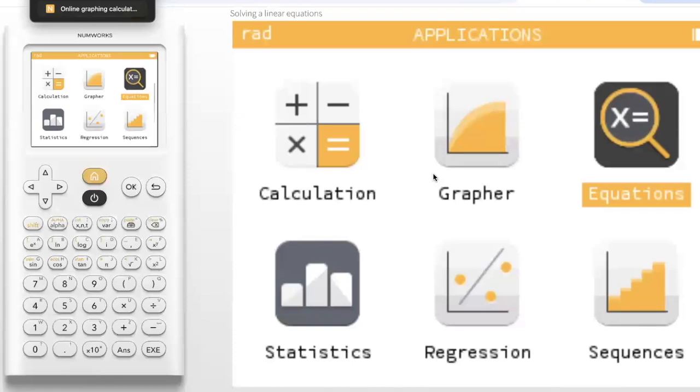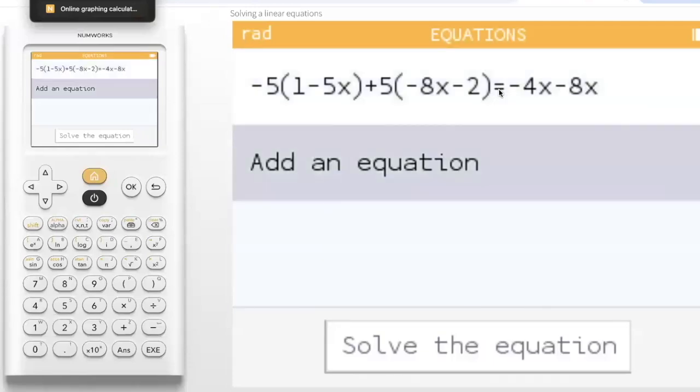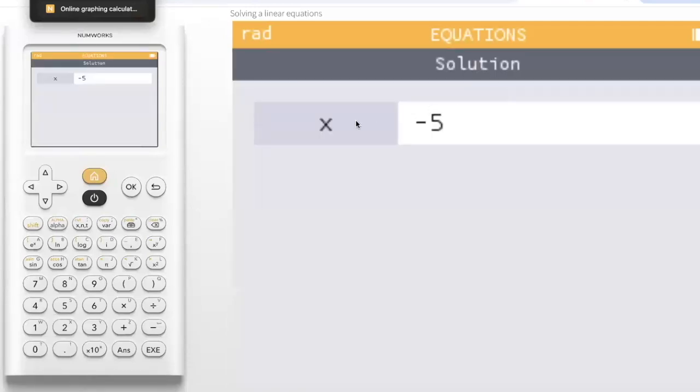I love this app because the logo for it is x equals with a magnifying glass, because remember that you're solving for x in that application. So I have my problem that I can type in and use the X key that you saw in the previous slides, and I type my equation in. When I go down to solve the equation, it will tell me that X equals -5.